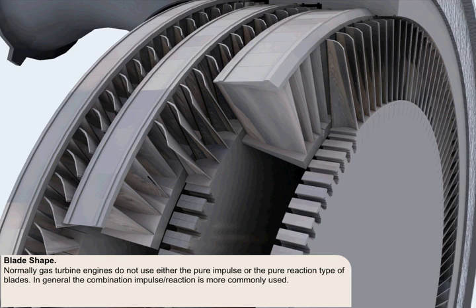Normally, gas turbine engines do not use either the pure impulse or the pure reaction type of blades. The proportion of each type of blade utilized is dependent upon the design requirements of the engine. In general, the combination impulse reaction is more commonly used.